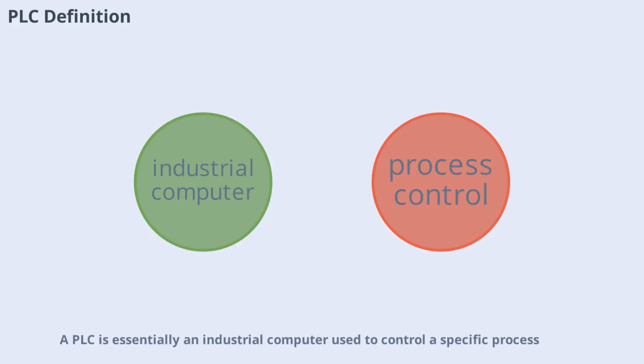A PLC is essentially an industrial computer used to control a specific process, machine system, or sometimes an entire production line. It's programmed to respond to input signals and execute tasks based on those inputs. This makes PLCs highly adaptable, allowing them to be used in various applications. Whether it's monitoring sensors or controlling actuators, PLCs are designed to handle the demands of industrial automation. Their robust design ensures reliable performance, even in challenging conditions.